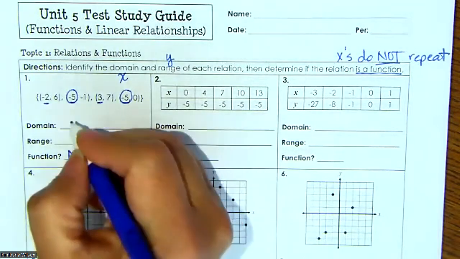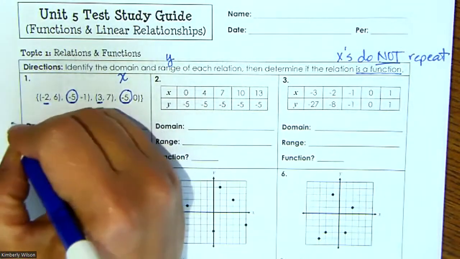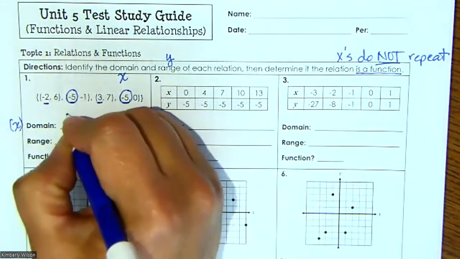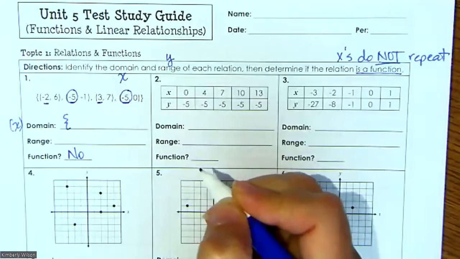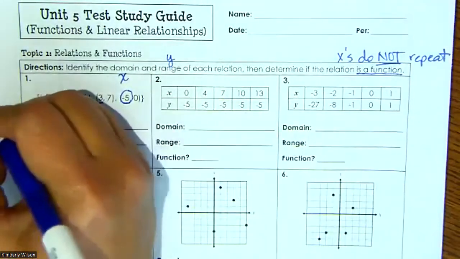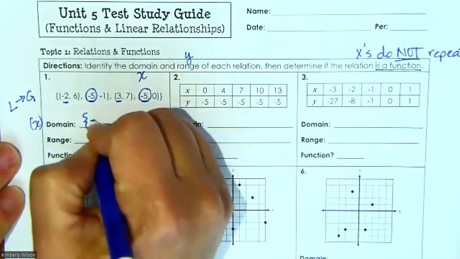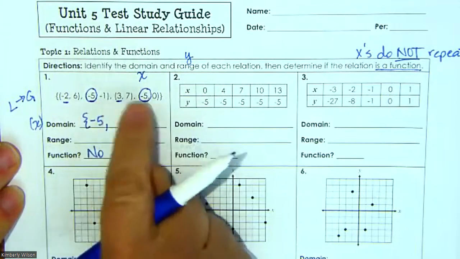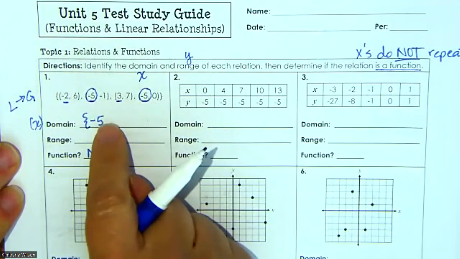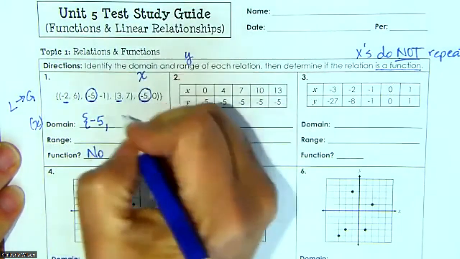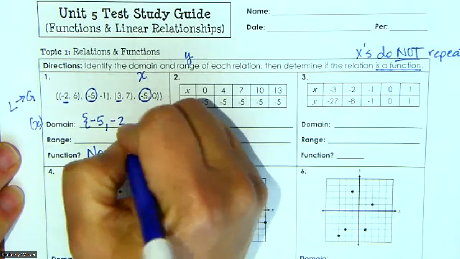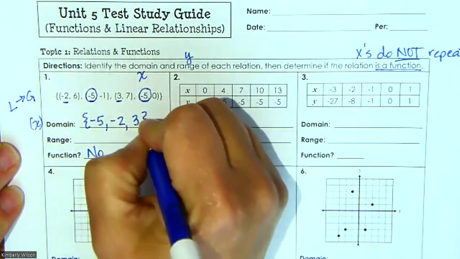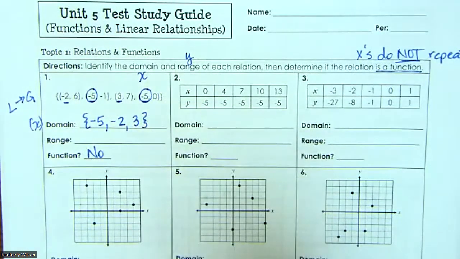Now, when I'm listing the domain, and remember, that's my X values, we do the curvy brackets and we put it in order from least to greatest. So first one, the smallest one is -5, but notice it is written twice. I only write it once. So we have -5, then -2, then 3, and we close curvy brackets.